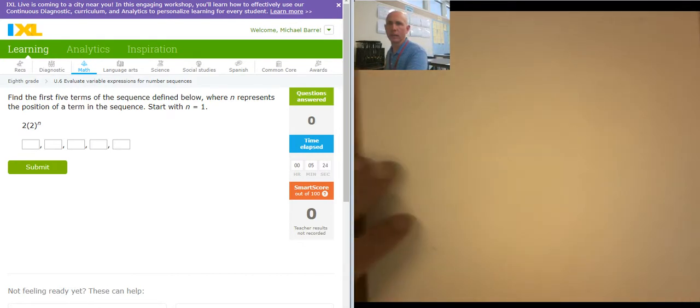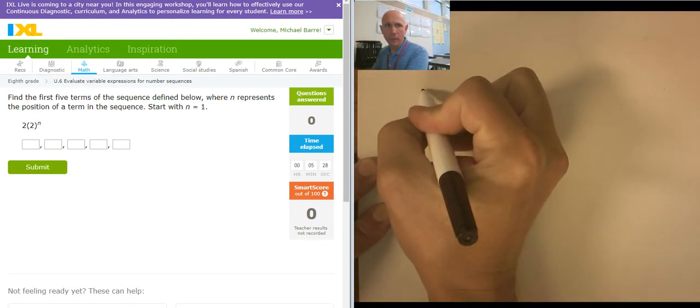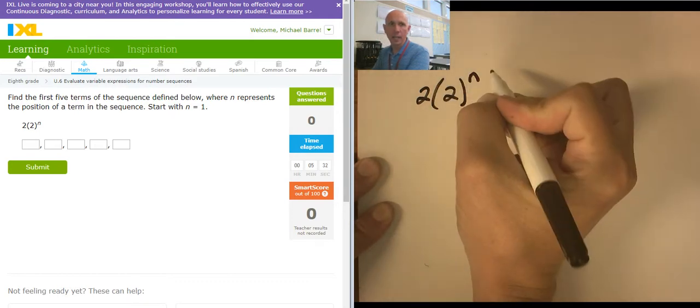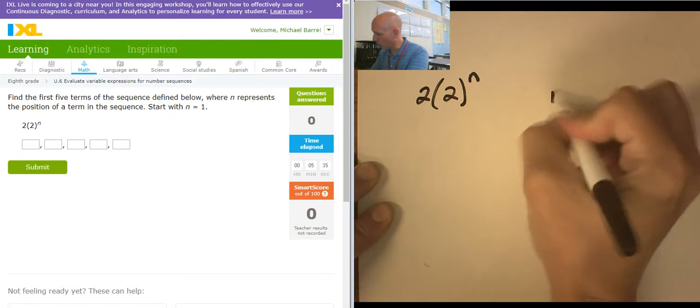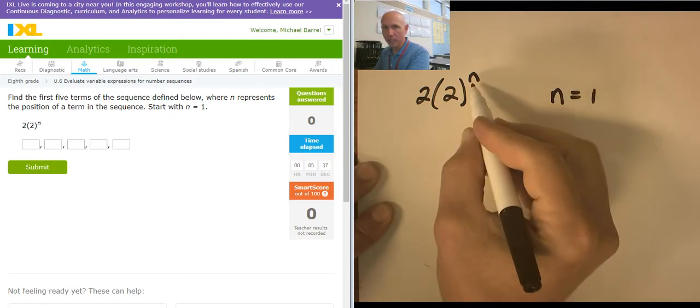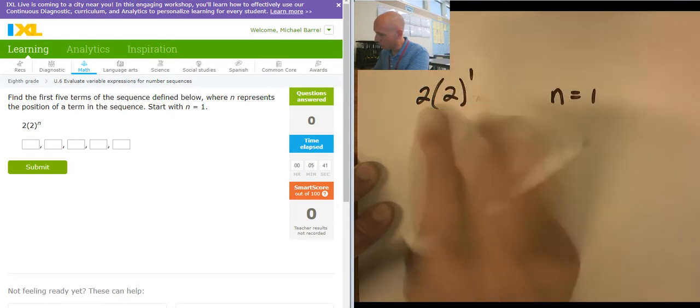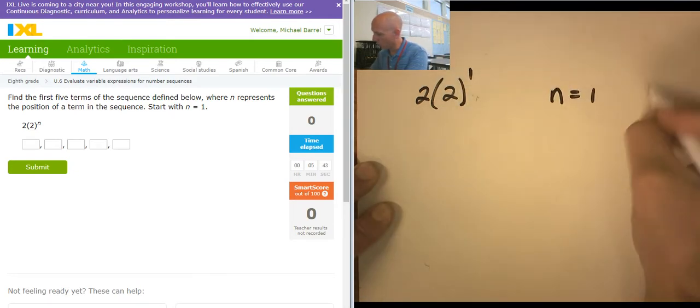So I have 2 times 2 raised to the n. It says to start with n equals 1, so I'm going to evaluate this at n equals 1. At n equals 1, I have 2 to the first, which is 2, times 2 is 4.